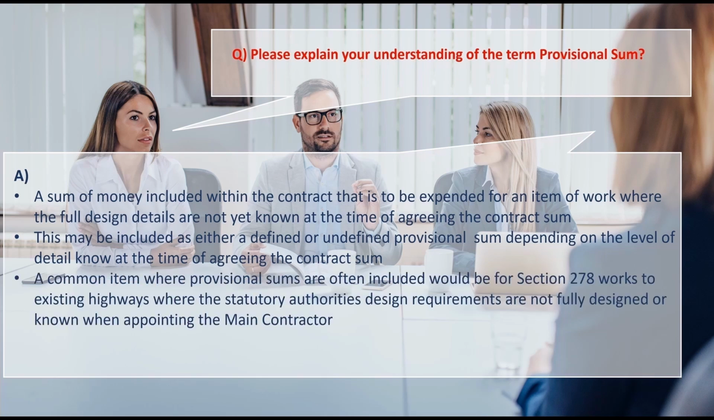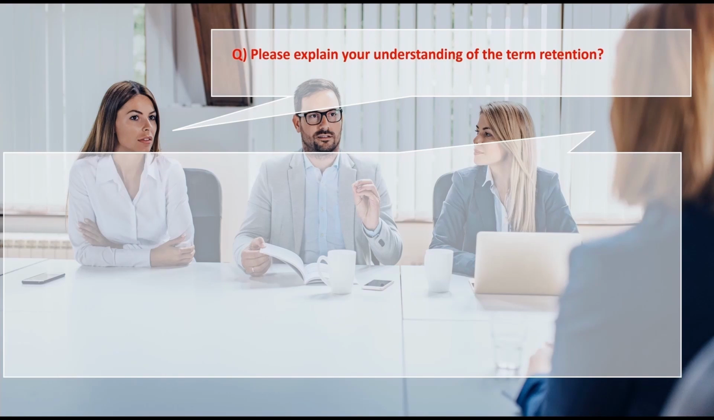A common item we could refer to demonstrate our working knowledge of provisional sums would be for items such as Section 278 works to existing highways, where the statutory authority's design requirements are not fully designed or known when appointing the main contractor. Another question we may be asked is to please explain our understanding of the term retention. And to support with addressing this question, we would need to advise that retention is a sum of money held back when making an interim payment.